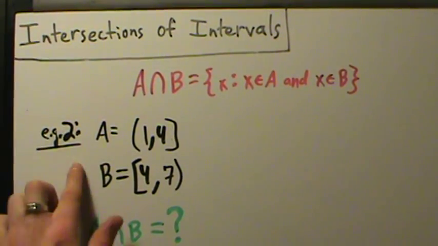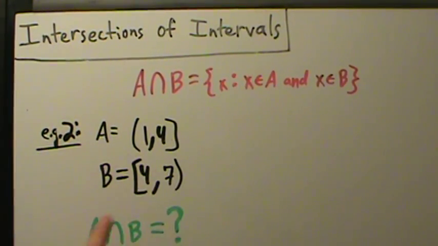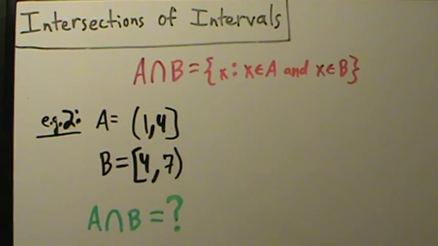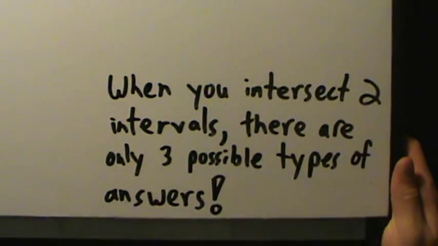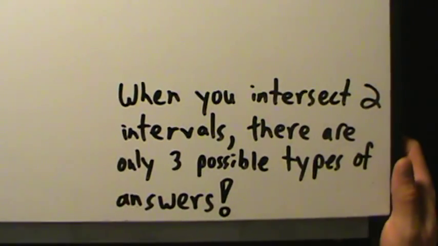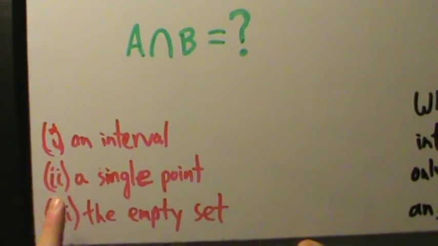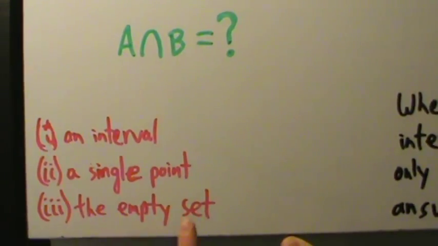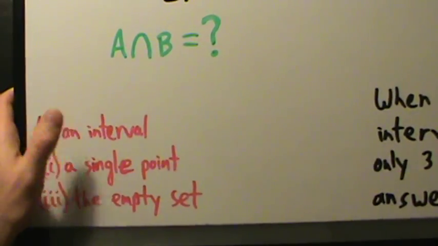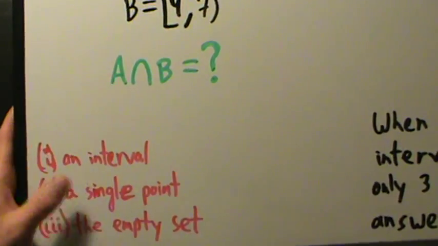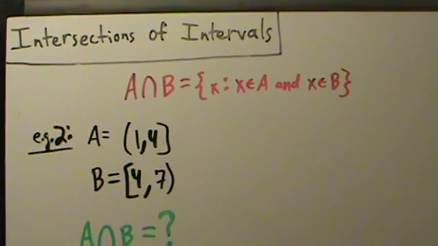So example 2, A is the interval from 1 to 4 like this, B is the interval from 4 to 7 like this, and we want to know what is A intersect B. Okay. So remember, we talked about this in the previous video. When you intersect two intervals, there are only 3 possible types of answers. One possible type of answer is an interval, or you can get a single point, or you can get the empty set. So we saw an example of this in the previous video with an interval, so now we'll see something like this with a single point.